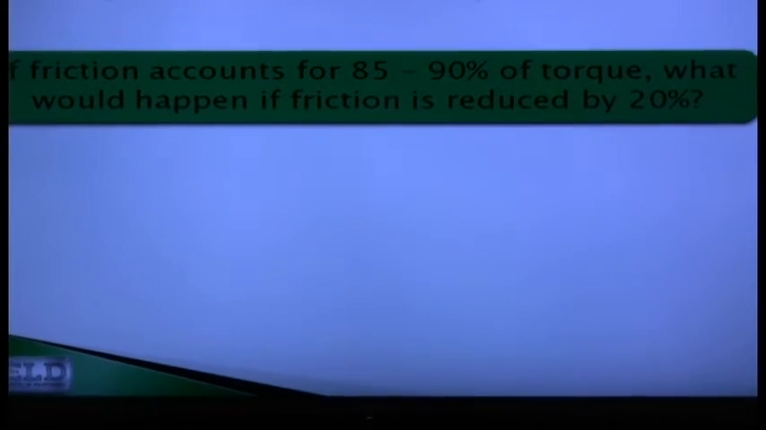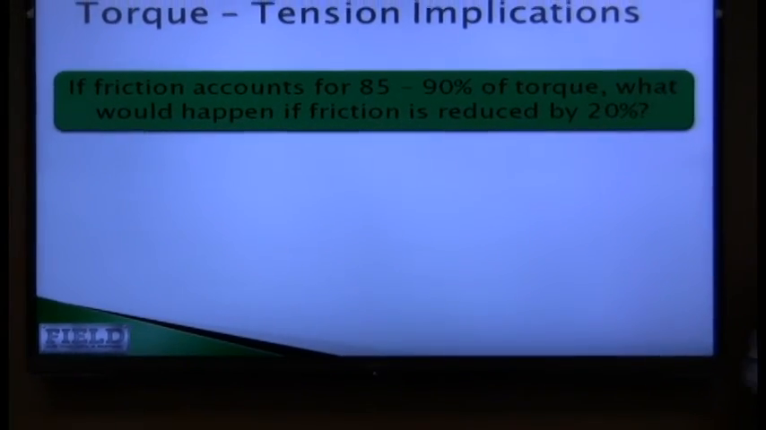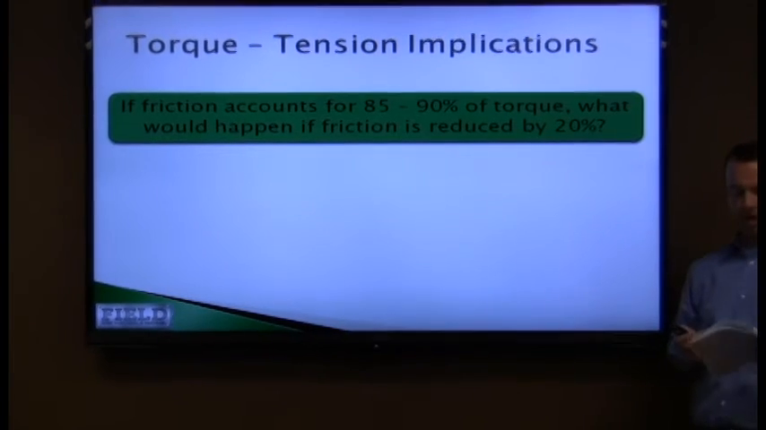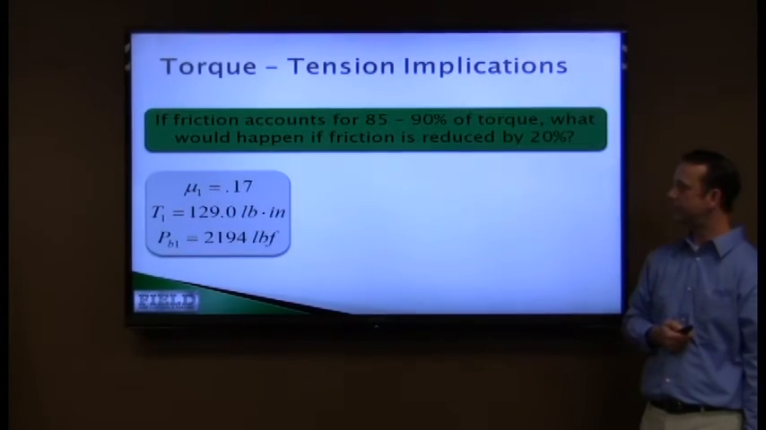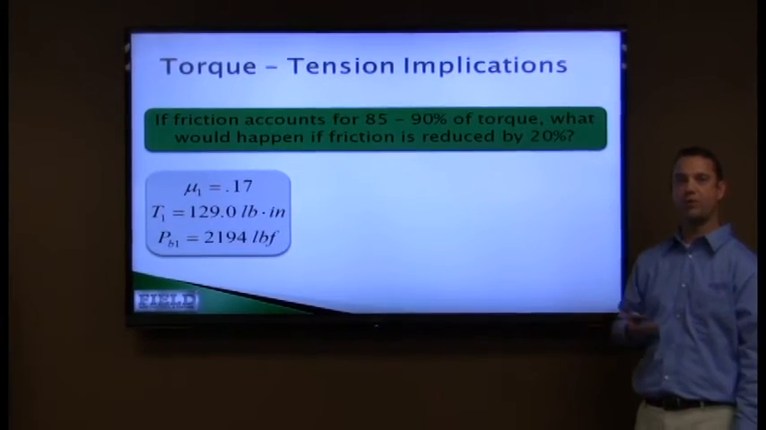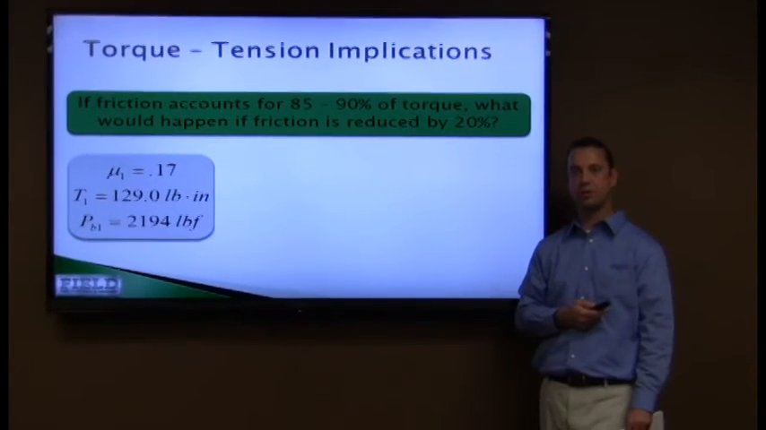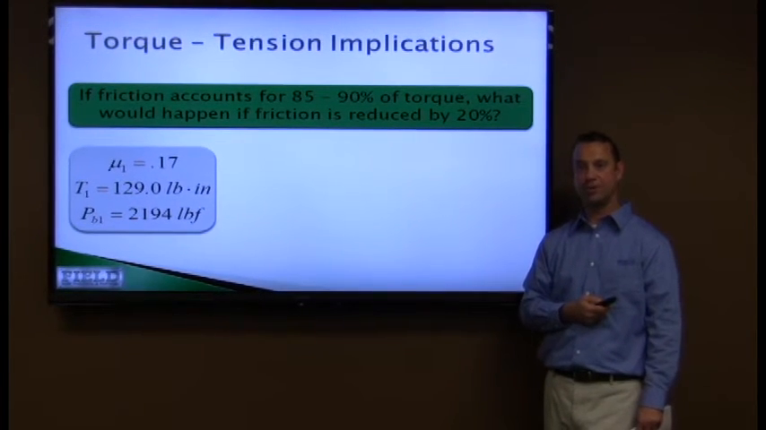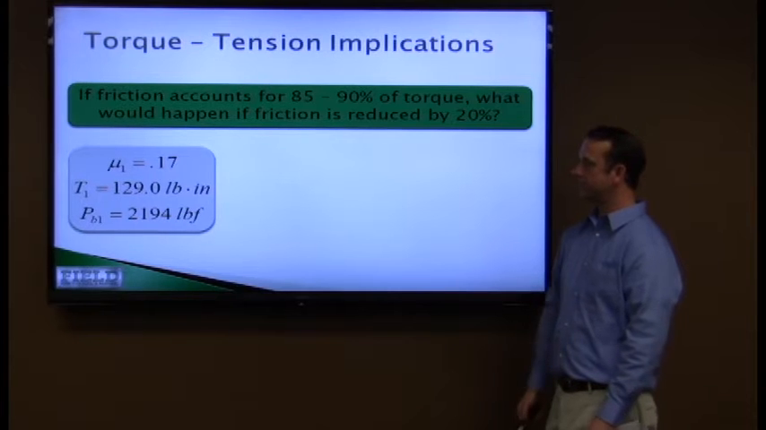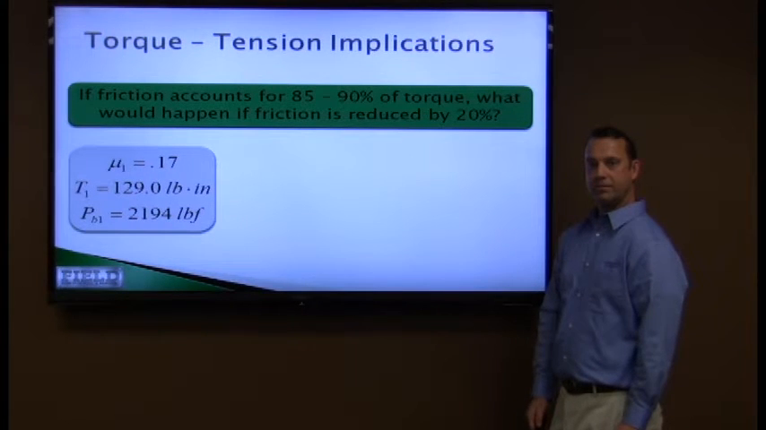Now, if friction accounts for 90% of the torque, what would happen if your friction was reduced by 20%? What if you take friction away and make something more slippery, more lubricious? You get more clamp load out of less torque.